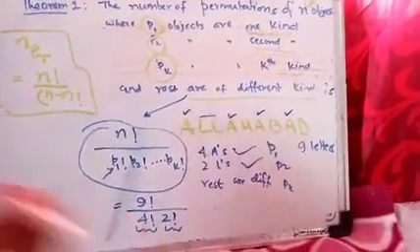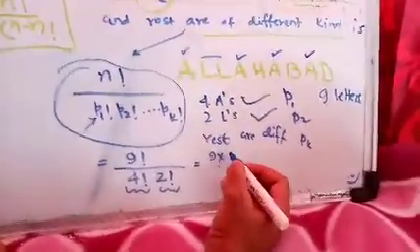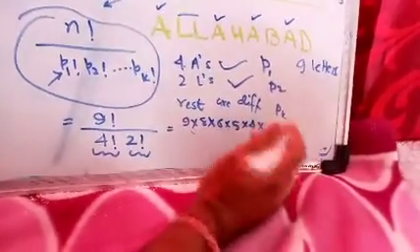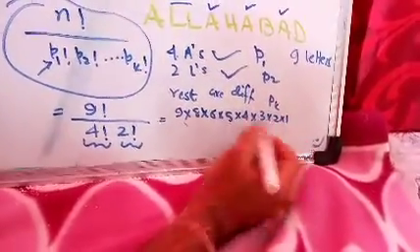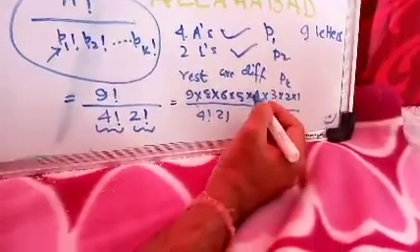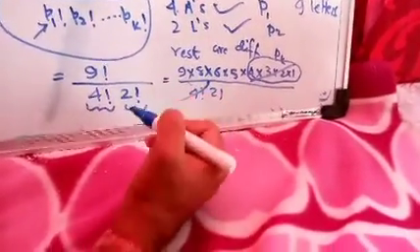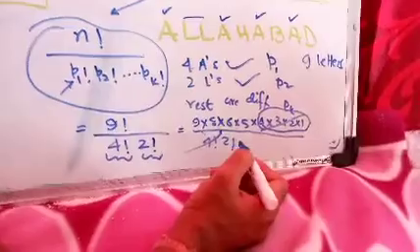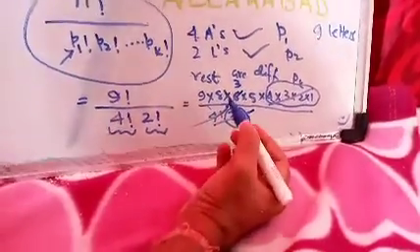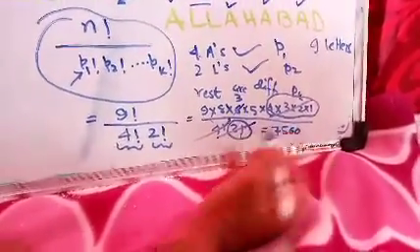So what is the answer? Now 9 factorial is 9 into 8 into 7 into 6 into 5 into 4 into 3 into 2 into 1. And 4 factorial is 4 factorial, and 2 factorial is 2 factorial. So this 1, 2, 3, 4 is 4 factorial, right? So this will cancel with 4 factorial, and 2 factorial is 2 into 1. So 2 times 3 is 6. If we multiply this, what is the value? 7 times 5 times 6 times 6 gives 7560.